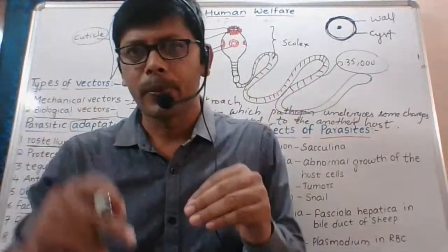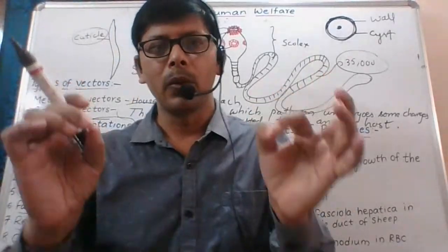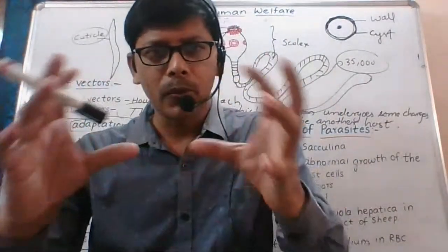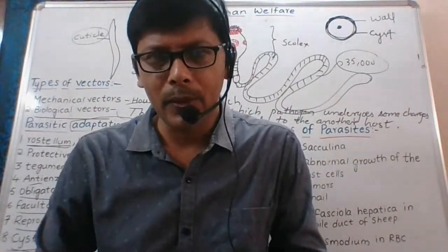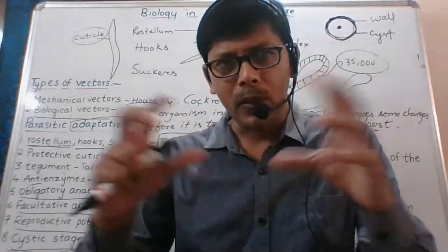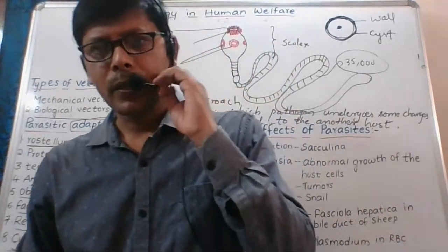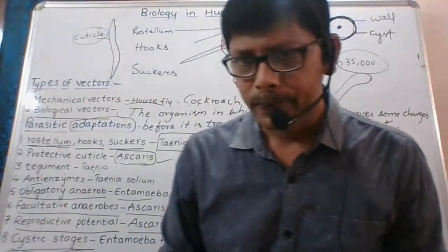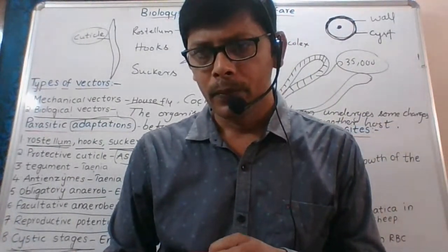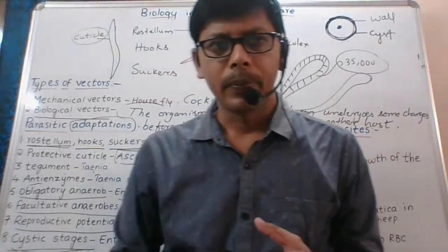There are 4 layers: amnion, chorion, allantois, yolk sac. In the amnion there is a fluid around the baby. Can you mention that fluid? I asked earlier too, what is the fluid which is present around the fetus? Okay, very good. Amniotic fluid.